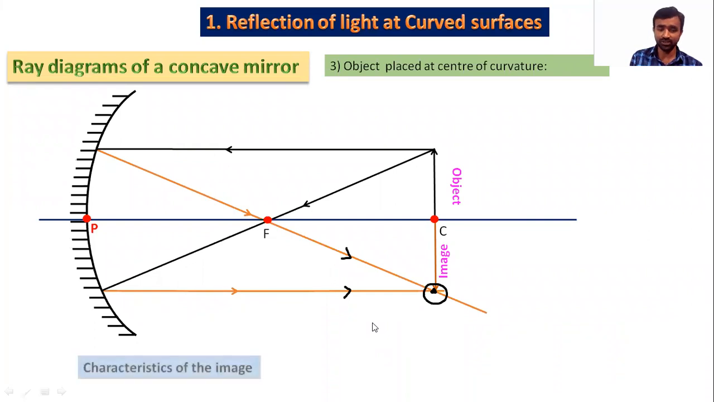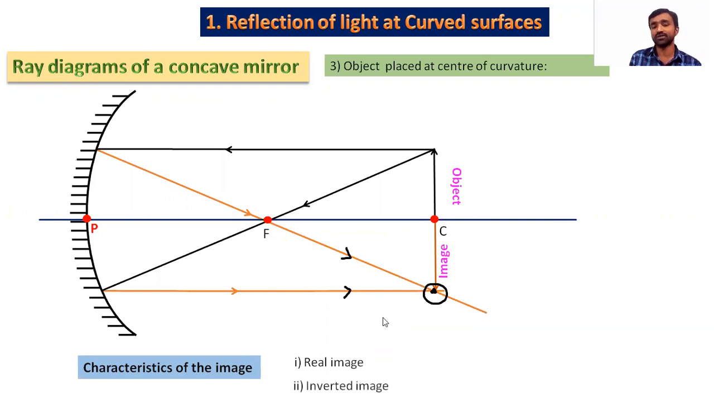Now the characteristics. First, is it real or virtual? It is real, because I got the image by the actual converging of reflected light rays. Then, is it inverted or erect? It is oppositely faced to the object, so it is called an inverted image. The third is size: same size. Then the position is exactly at the same point, C. So these are the characteristics of the image. Is it clear, everyone?